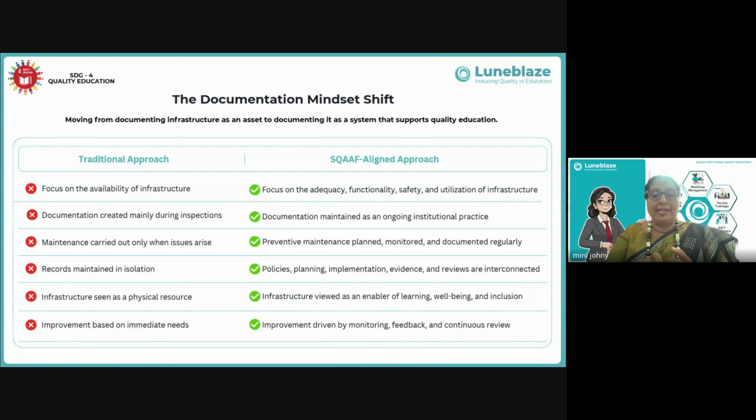Then what is planning? Planning is nothing but translating policies into actionable schedules and resource allocation. It ensures preventive maintenance is proactive rather than reactive.